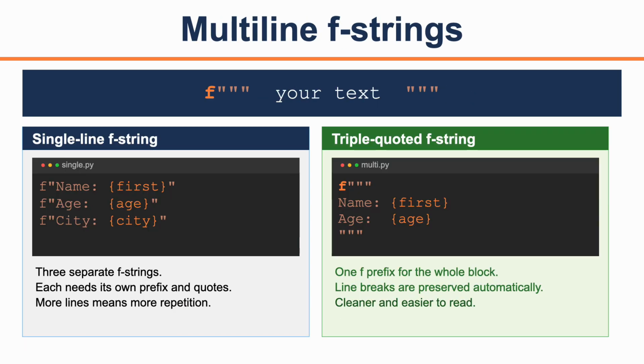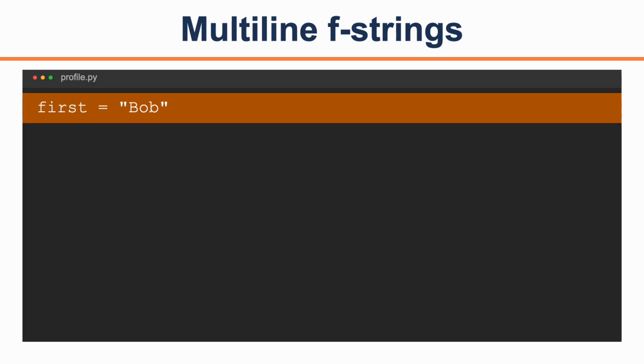Multiline f-strings use triple quotes instead of a single pair. You write f followed by 3 quote marks to open and 3 to close. Everything between them is part of the string, including line breaks. This is useful when you need to build longer formatted text across multiple lines. Let's understand the multiline f-string example step by step.